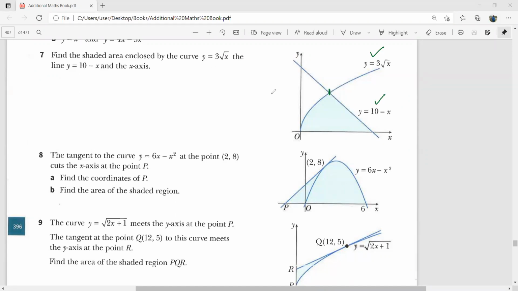Let's solve this quickly, simultaneously. We have 3 under root x equal to 10 minus x. This makes it x plus 3 under root x minus 10 equal to 0. I believe you know that this can be taken as a quadratic equation. Now apply the quadratic formula here quickly. We have -3 plus minus, this is going to be 9 plus 40 over 2.